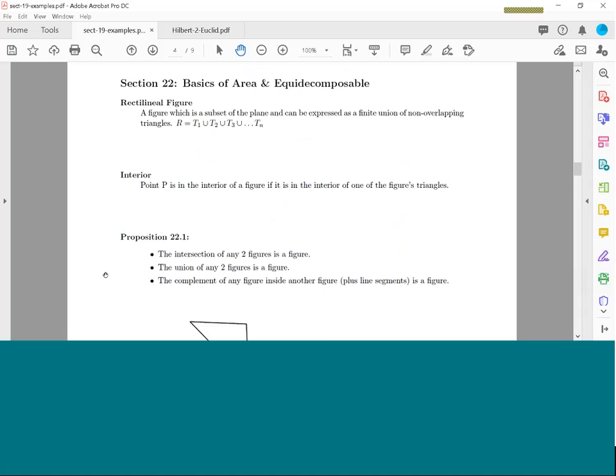So what we've got here is we're going to start off with rectilineal figures. We've actually defined rectilineal figures in the past, and I've told you, roughly speaking, they're polygons. And that's true. They have straight sides, so all of their sides are built from line segments. But here are some of the examples.